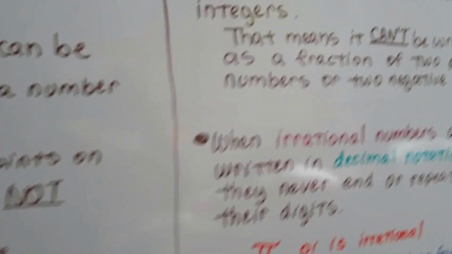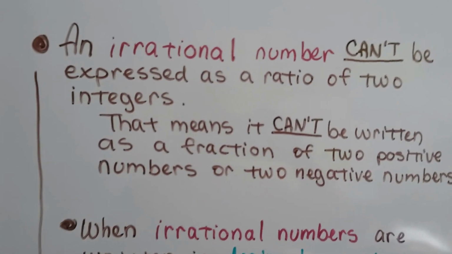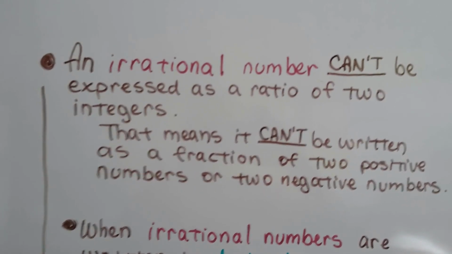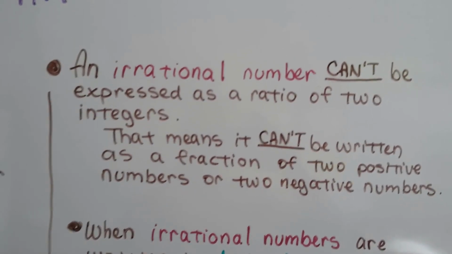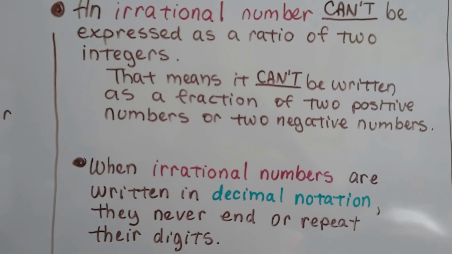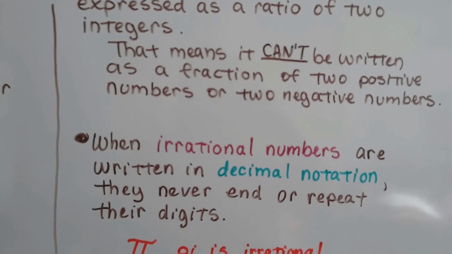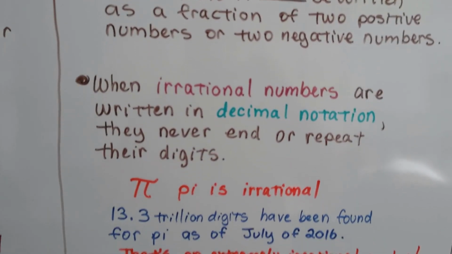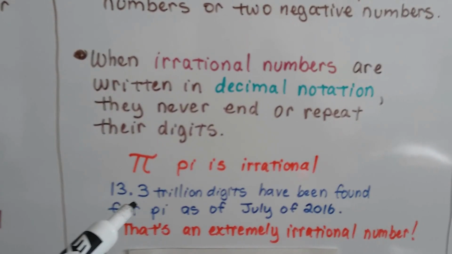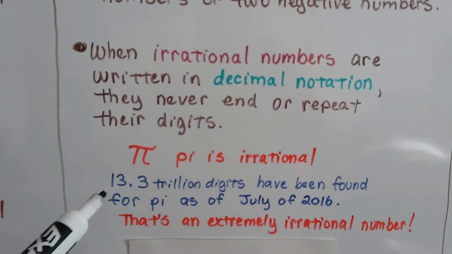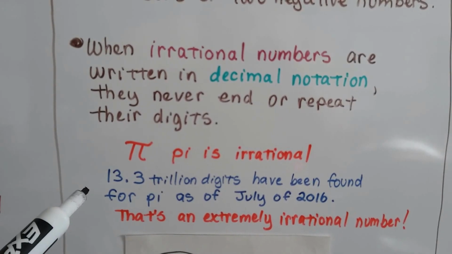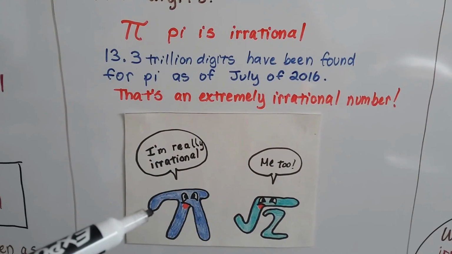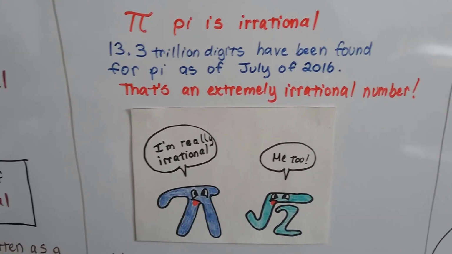An irrational number can't be expressed as a ratio of two integers. That means it can't be written as a fraction of two positive numbers or two negative numbers. When irrational numbers are written in decimal notation, they never end or repeat their digits, ever. So pi is irrational. There's 13.3 trillion digits that have been found for pi as of July of 2016. That's an extremely irrational number. So pi is irrational, and also the square root of 2.